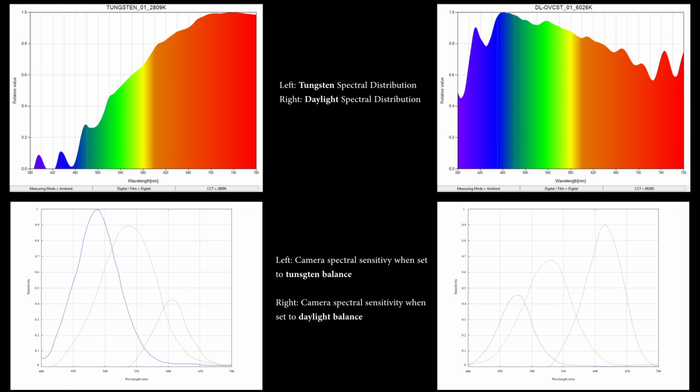When balancing to tungsten or 3200 Kelvin, the camera sensor becomes less sensitive to the higher end of the visible spectrum in order to pick up less of the red and orange which are overly present in tungsten lights. Likewise, when balancing to daylight or 5600 Kelvin, the camera becomes less sensitive to the lower end of the visible spectrum in order to pick up less blue light, which is more abundant in sunlight. So that's the technical side. How do you use color temperature creatively?